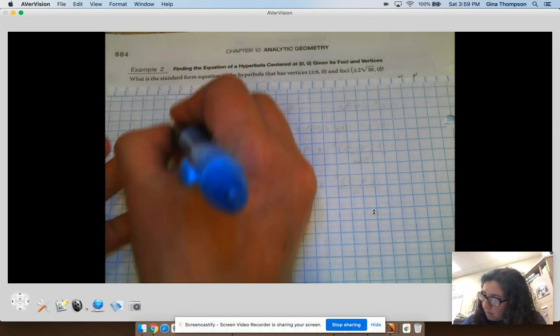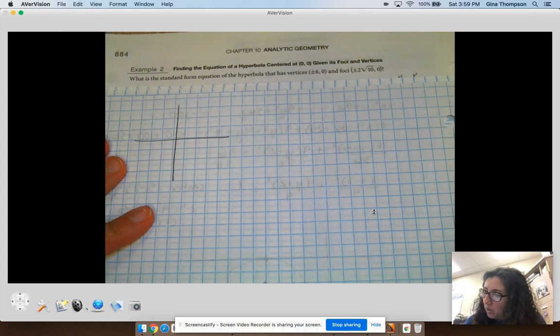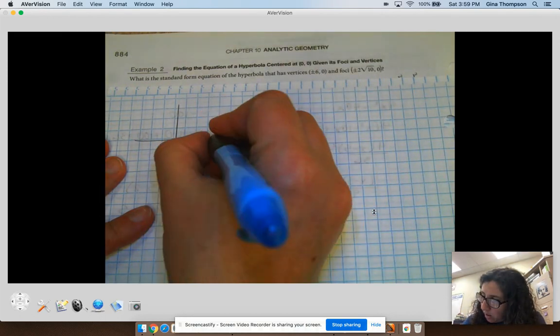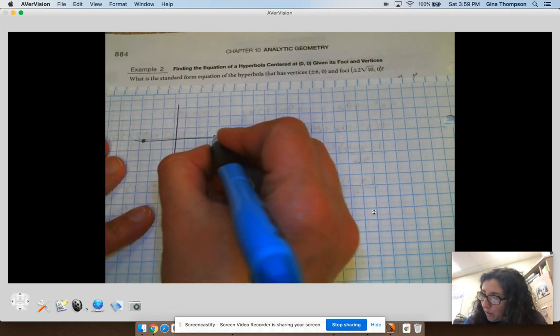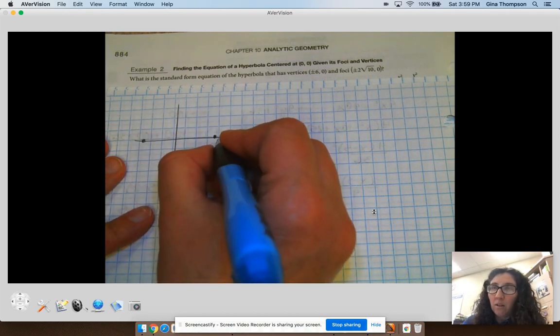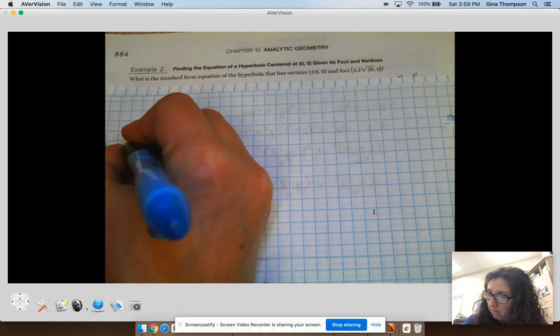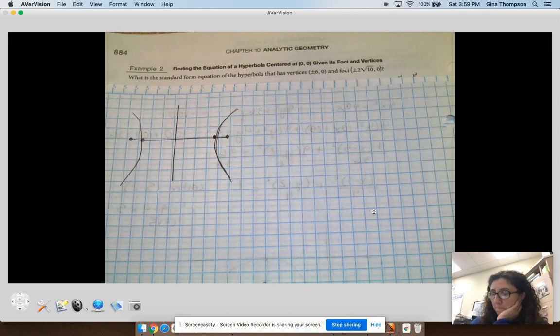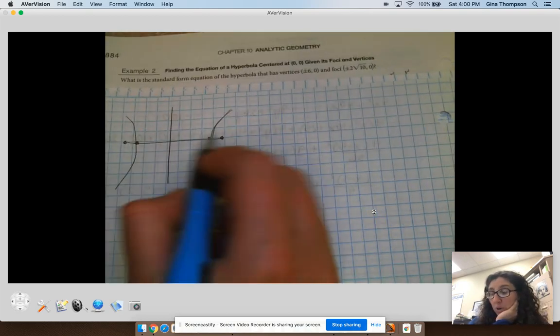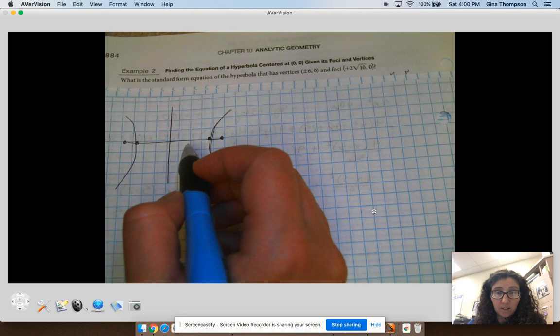All right, well, let's think about this. Again, we can just kind of roughly graph this out. Plus 6, 0, and minus 6, 0, those are the vertices. And the foci are at plus and minus 2 square root of 10. So it's going to be a little bit more than 6, somewhere over here and here. So a hyperbola is going to look something like that, right? So what do we know? We know our transverse axis is the x-axis, right? This opens along the x-axis.